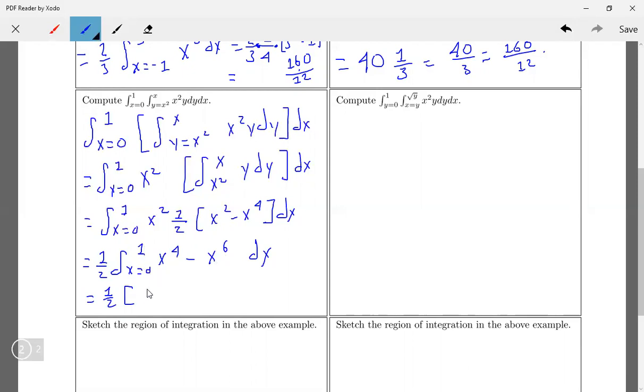So the integral of x to the power of 4 from 0 to 1 is going to be 1/5. The integral of x to the power of 6 is 1/7. So this total is going to be equal to 1 over 70 times 2. So that's 2 over 70. So this is 1 over 35.